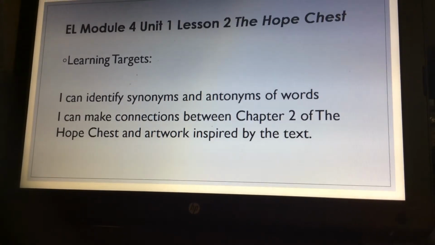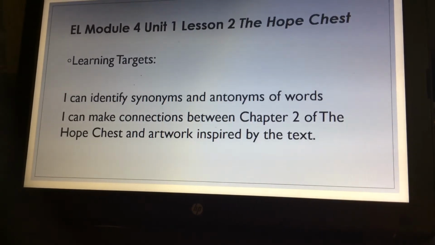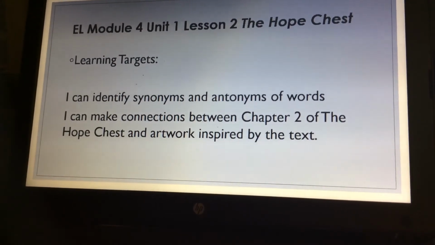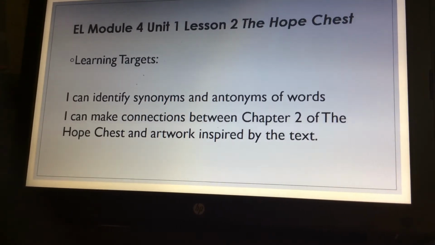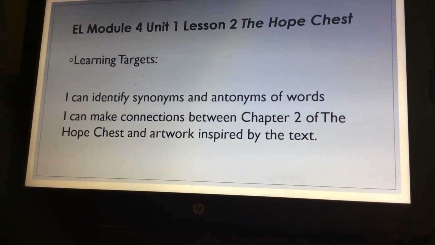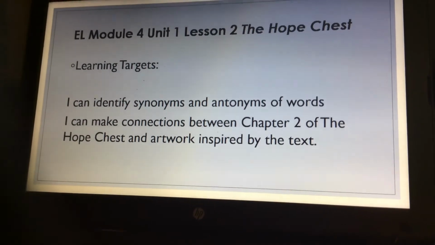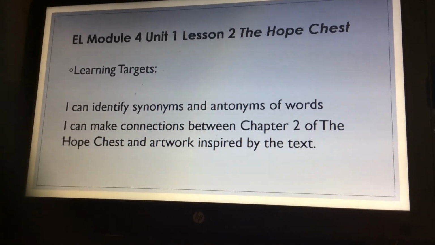Now we're going to jump into our EL Module 4 Unit 1 Lesson 2, the Hope Chest. Our learning targets for the day: I can identify synonyms and antonyms of words. I can make connections between Chapter 2 of the Hope Chest and artwork inspired by the text.